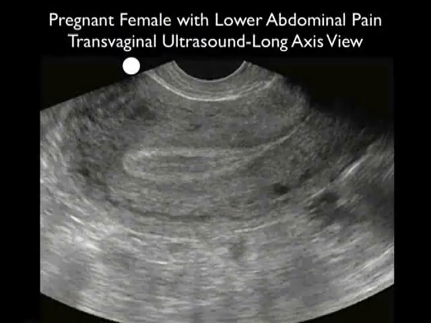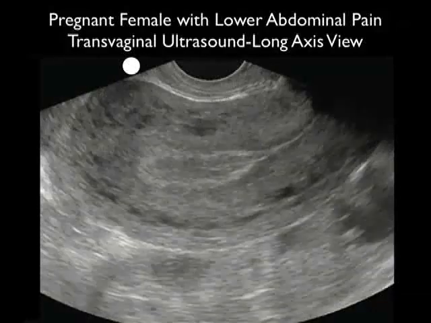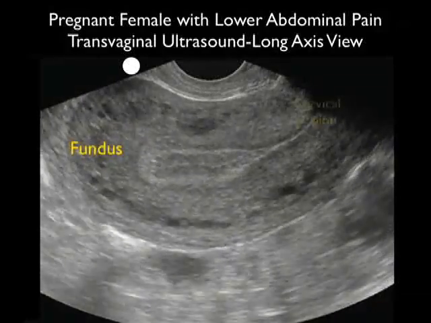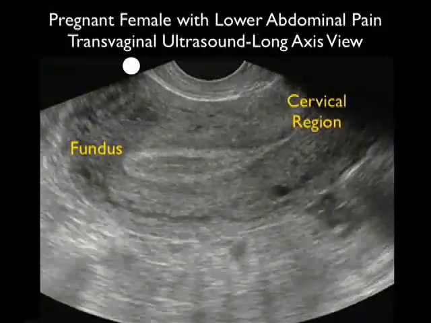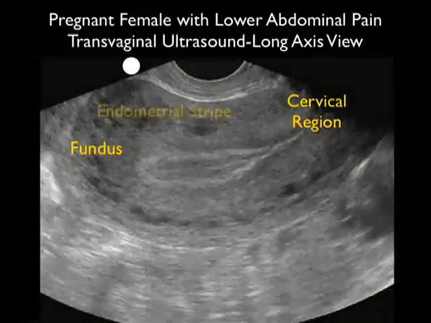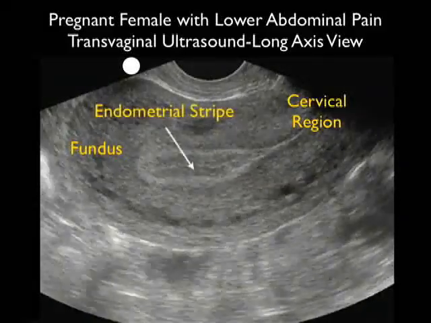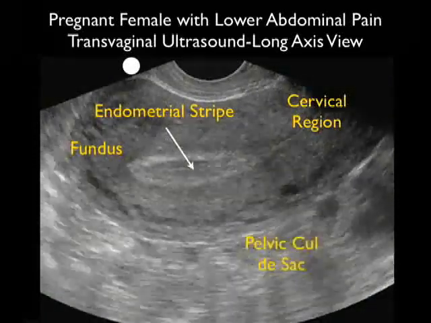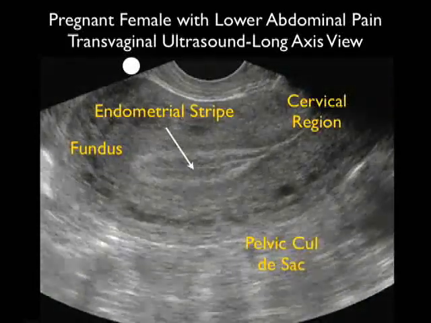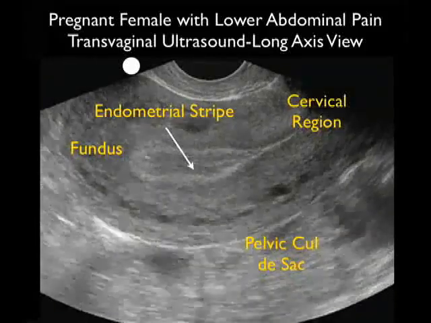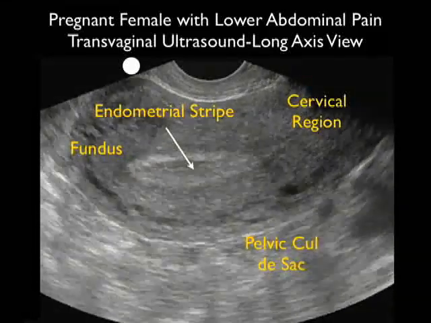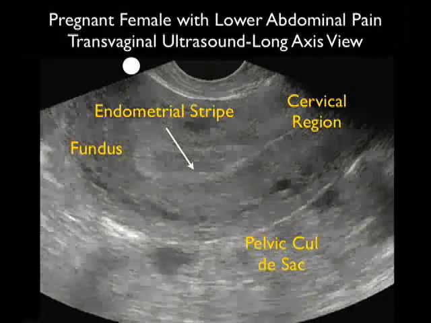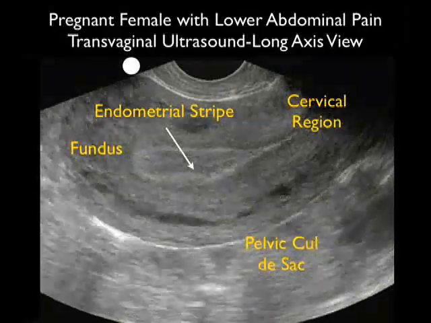Now let's review a transvaginal long-axis scan from a woman who presented with a positive pregnancy test who had lower abdominal pain and vaginal bleeding. Notice the fundus as shown here to the left, the cervix to the right. We see here the presence of a thickened white endometrial stripe in the midline of the uterus. Notice the pelvic cul-de-sac, that potential space, posterior to the uterus. Notice here the absence of an intrauterine pregnancy.